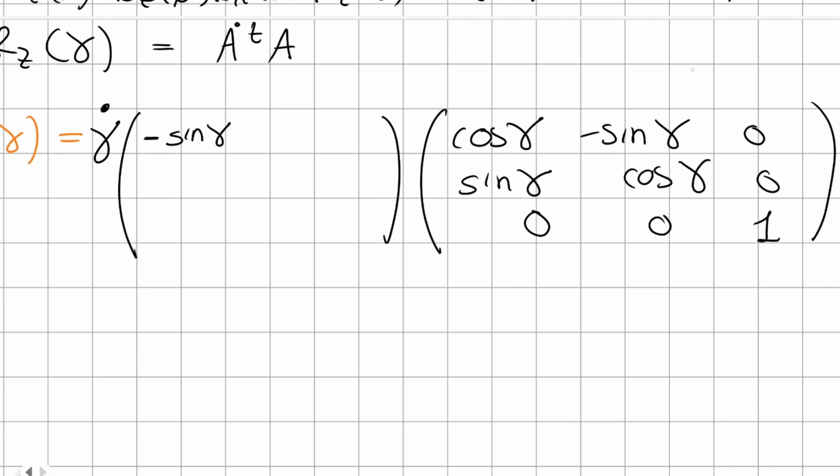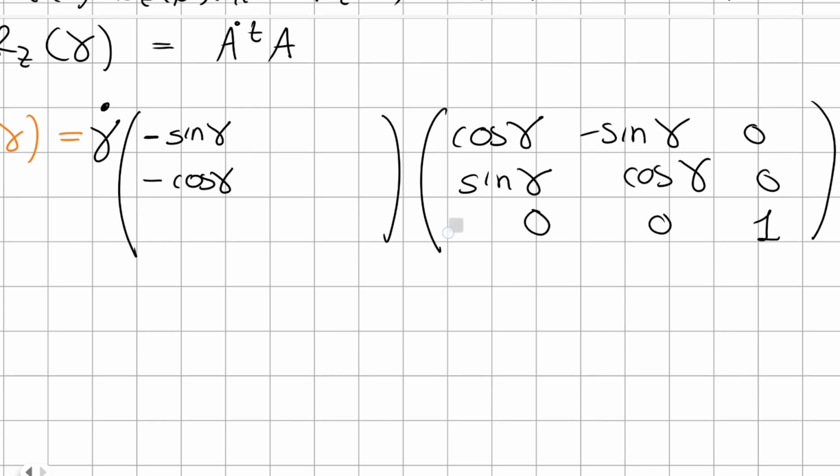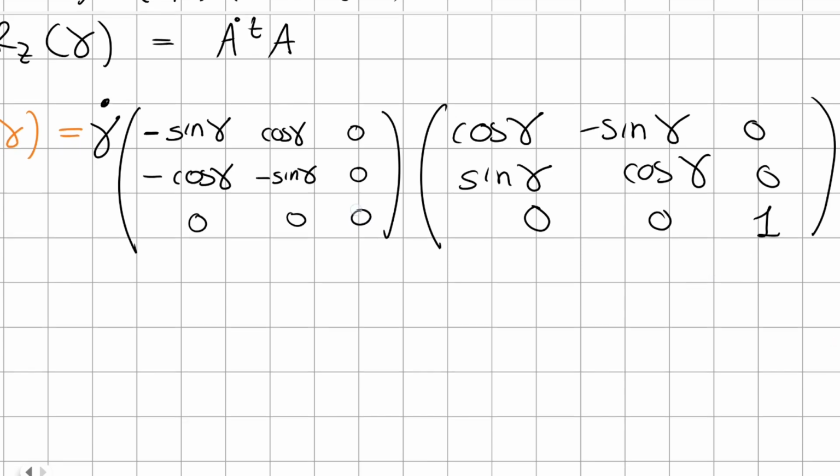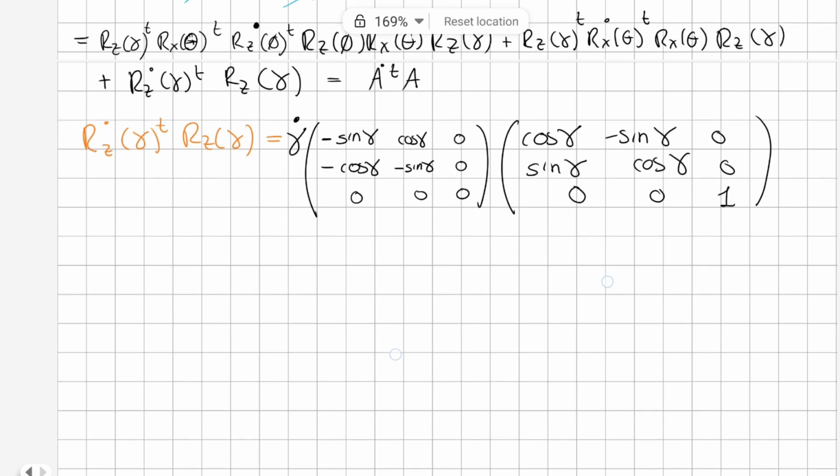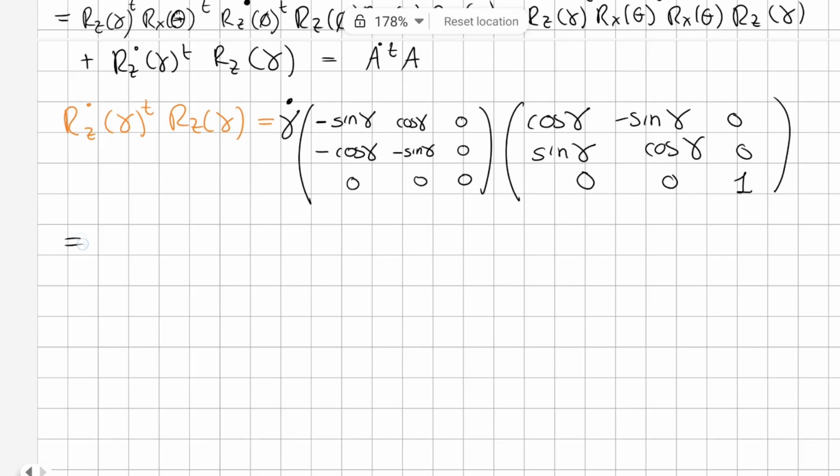Then the derivative with respect to gamma of this is going to be minus cosine of gamma, but the position will be here, because it's the transpose. Something similar happens here. The derivative of sine is cosine, so we get cosine of gamma here, and then the derivative of cosine of gamma here is minus sine gamma. Of course, here we are going to get 0 again, 0 again, 0 again, 0, and the derivative of 1 with respect to time is 0, so this becomes a 0. Perfect.